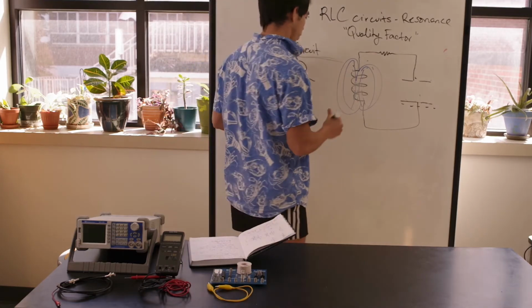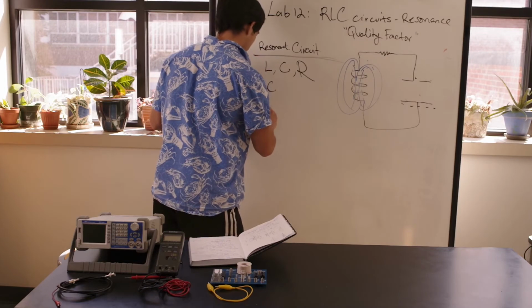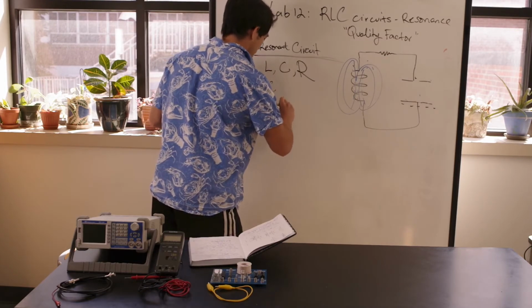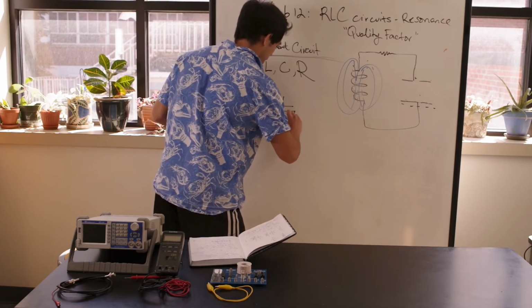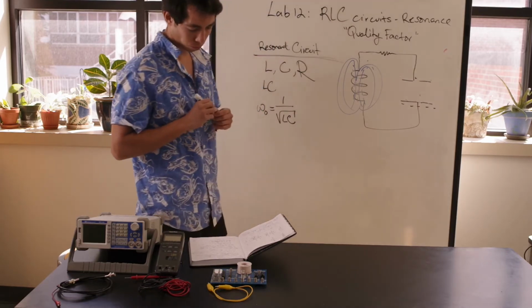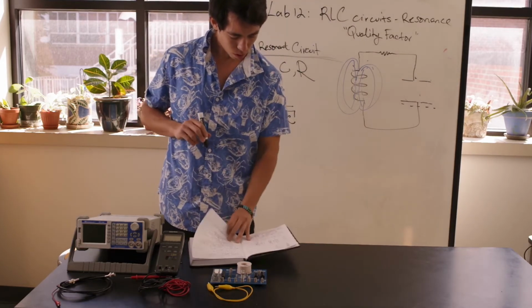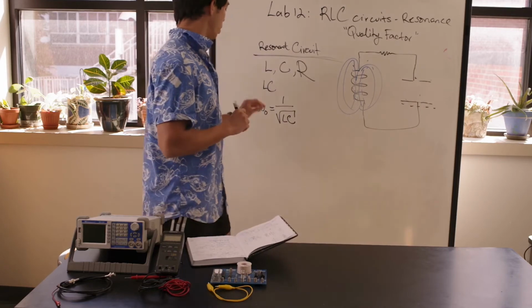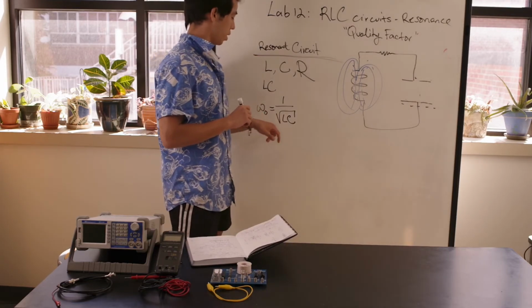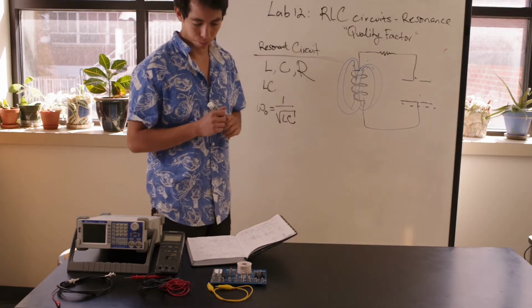Alright, so the natural frequency of a resonant circuit, an RLC circuit, is given by 1 over the square root of L times C. So if you want to know the natural or resonant frequency of an RLC circuit, just perform this calculation.